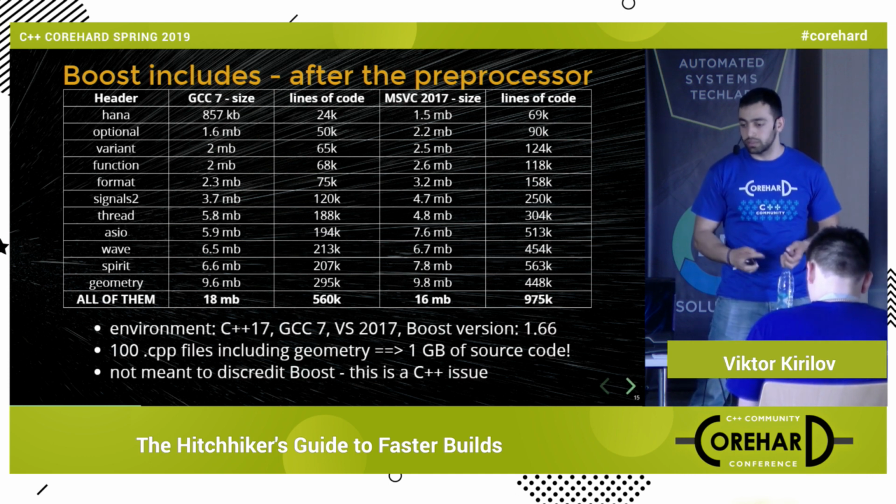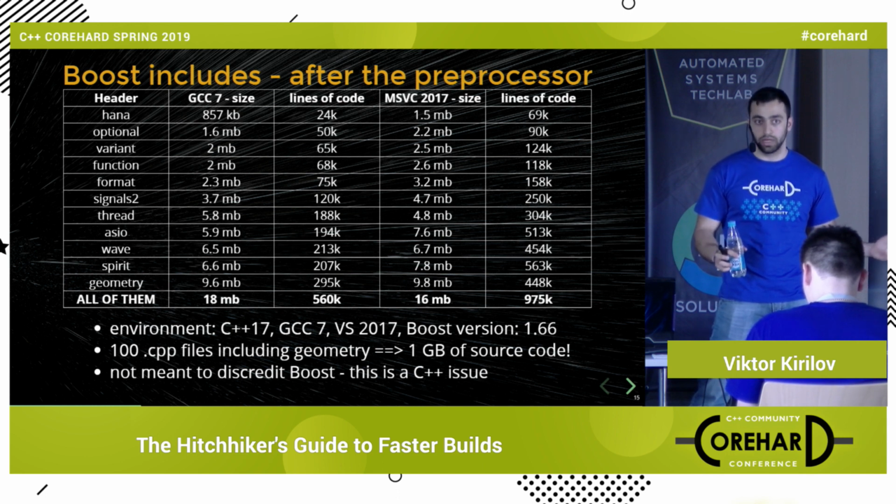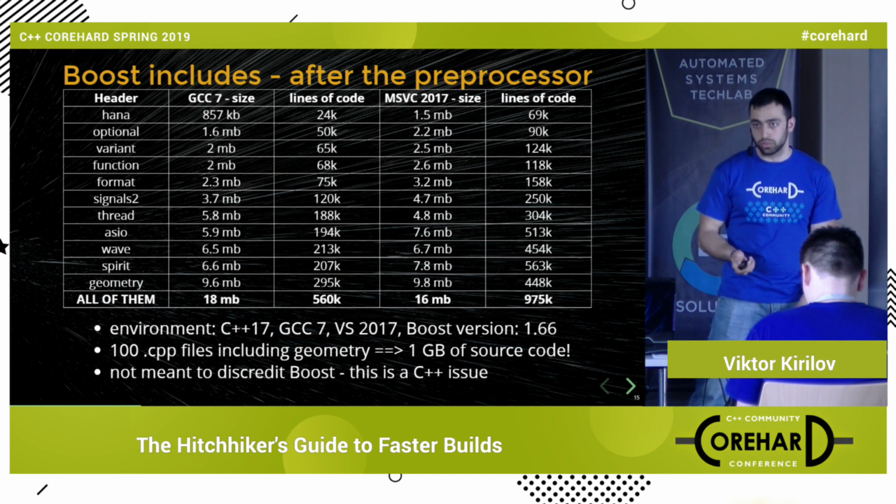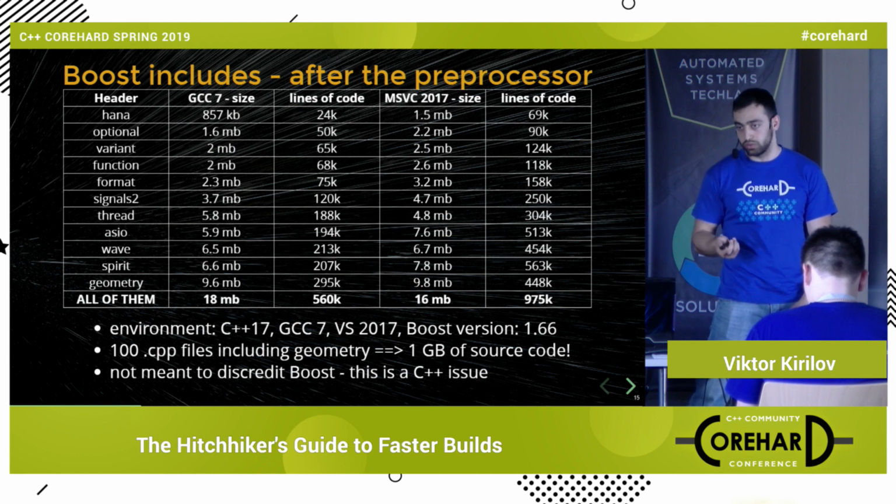Imagine what happens if you have 100 source files, including boost geometry. That means you're compiling 1 gigabyte of C++ code. So here the idea is not to bash boost. The idea is that C++ doesn't provide an adequate way to build zero-cost abstractions.